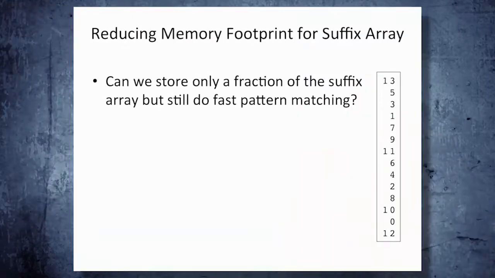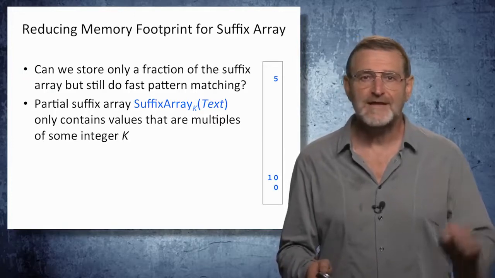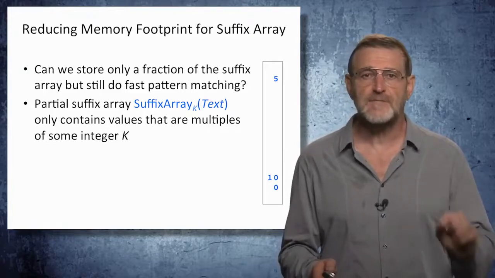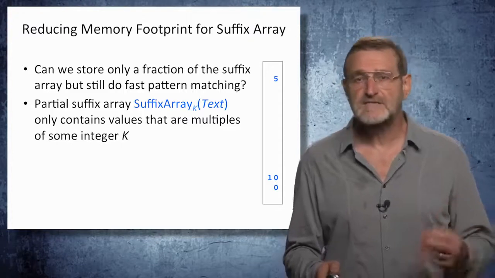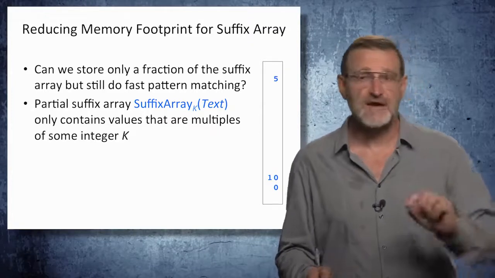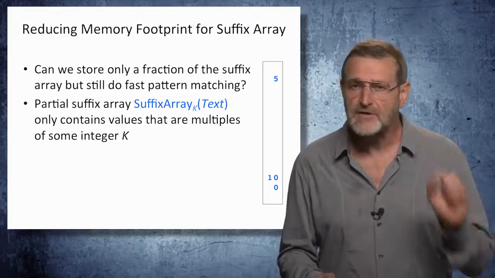Here's a trick for reducing the memory footprint of the suffix array. I will first ask a question: can we store only a fraction of the suffix array but still do fast pattern matching? For example, can we store only elements of the suffix array that are multiples of some integer k? Like shown here, if integer k equals 5, then we only store elements 5, 10, and 0 of the suffix array. We have no access to other elements of the suffix array. How can it be useful?